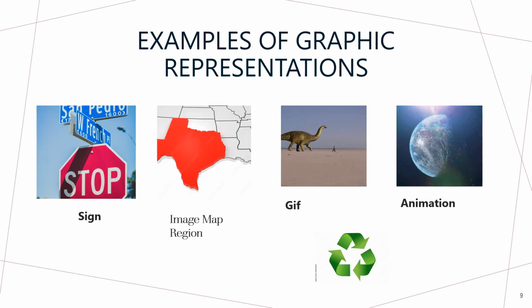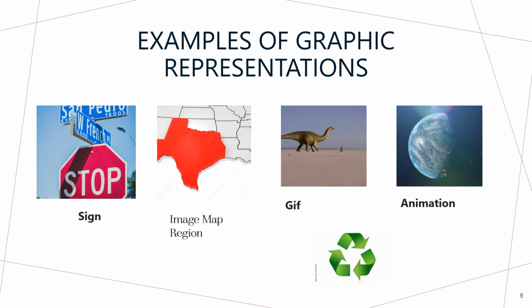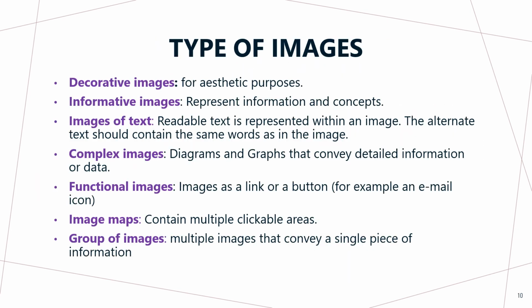Examples of images and graphic descriptions will be presented to trainees to educate them on the difference between different items, defining a GIF, animation, and image map. We will discuss in detail the different types of images as defined by the Web Accessibility Initiative.